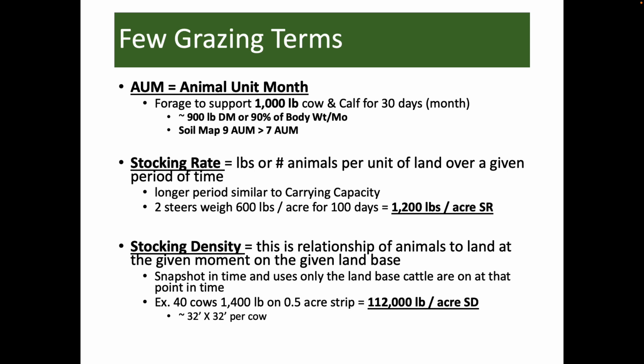As an example, if I had 40 cows that weighed 1,400 pounds on a half-acre strip because I was strip grazing on my stockpile fescue in the fall, the stocking density would be 112,000 pounds per acre. Capiche? Everybody good with that? These are realistic numbers, and we will see those. But then when you step back and start thinking about it, that's an area of 32 feet by 32 feet for one cow. So wrap your head around how much space and how much forage you're going to give them in a 32 by 32 area.